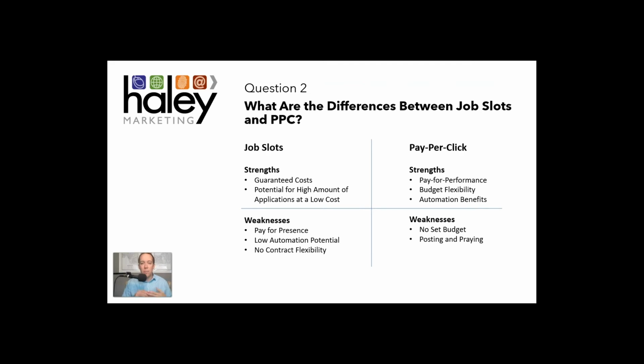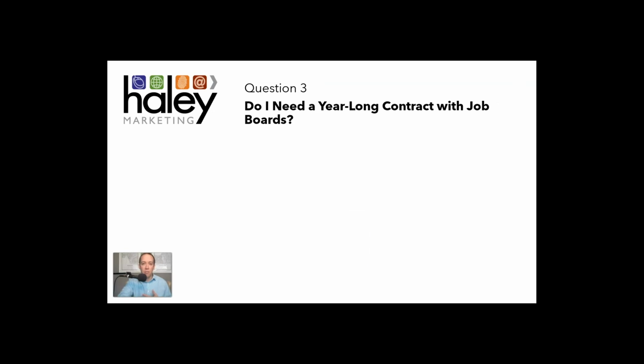Some weaknesses, there is no set budget. What I mean by that is it can be hard for some companies to budget if they don't know if they want to spend $5,000 one month or $2,000 in 1 month. You can control that budget, but you don't have an easy way to have a long-term budget in your plan. And there's a lot of posting and praying, right? You're paying for people to find your jobs. You're praying that people find them. You're praying that people click on them and apply for your jobs. There's no guarantee of results.